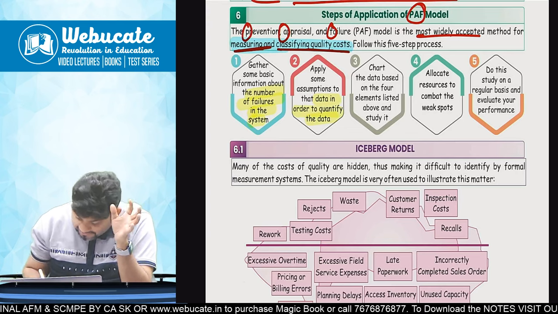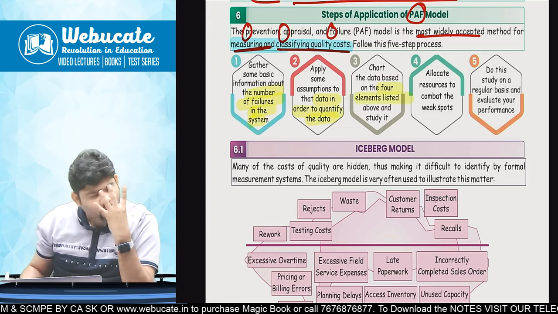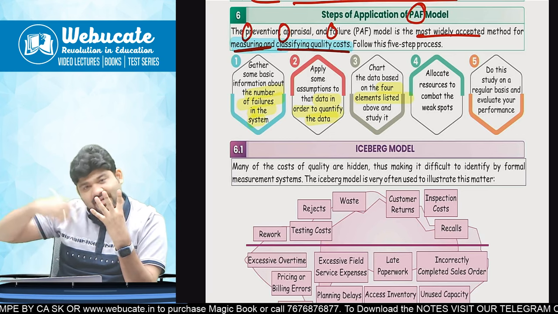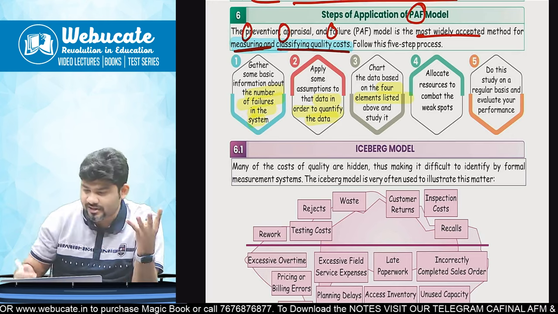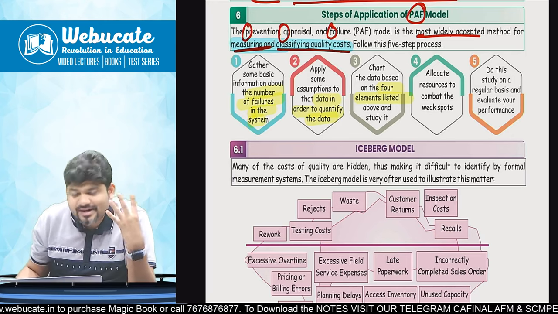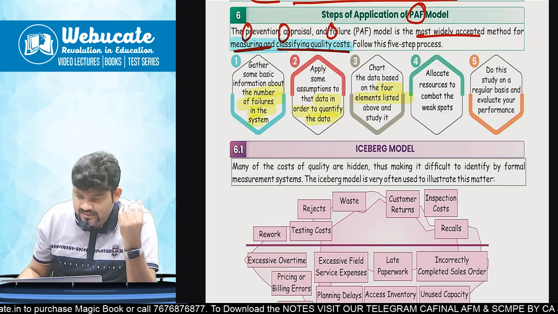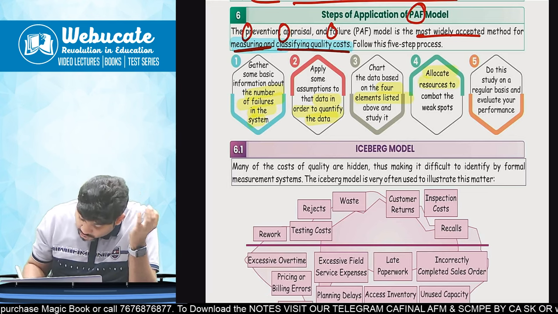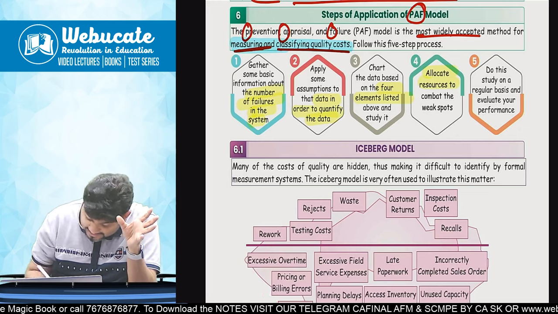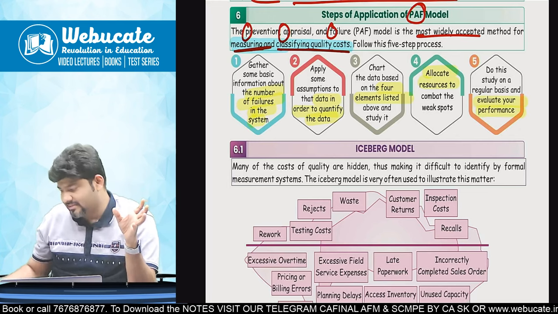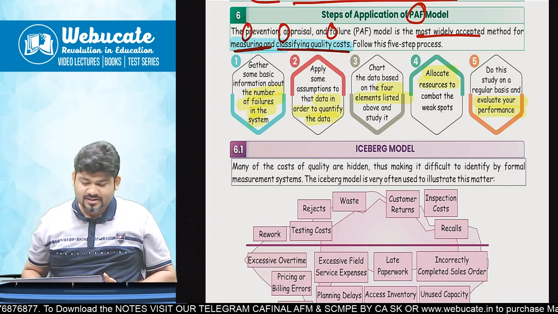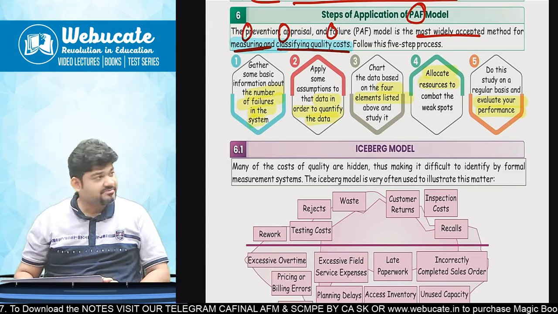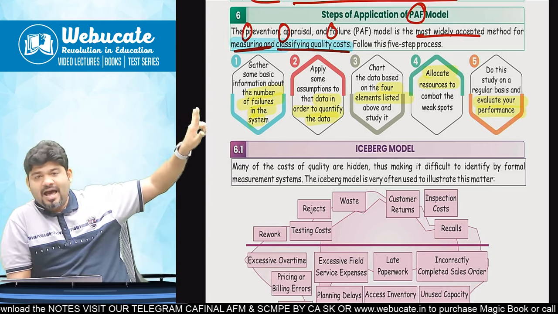Based on that, we will see the 4 listed elements, that the failure is on account of prevention, appraisal, internal failure, external failure. So, that is finding out, charting out the 4 elements, then allocate resources, and finally evaluate the performance. So, that's how the whole system works in case of the PAF model.